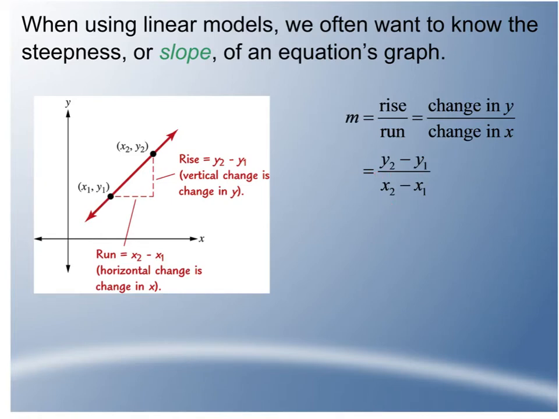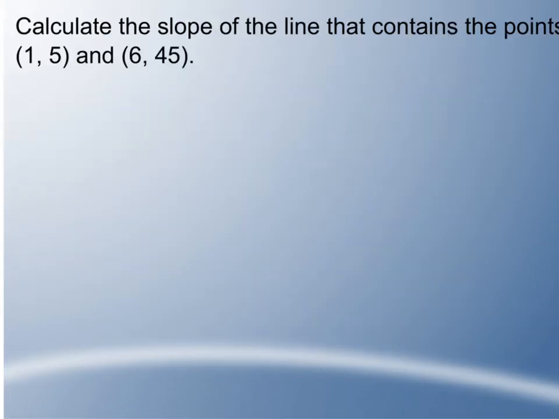You've seen these terms and formulas before, but I'm putting it all out there for you. When I count from this point to this point, I'm going to go up first, that's the rise, then count whatever the run is. If I'm given 2 points, as I am in this example, (1, 5) and (6, 45), I'm definitely going to use the formula m equals y2 minus y1 over x2 minus x1.